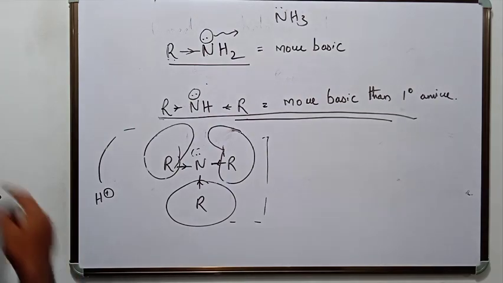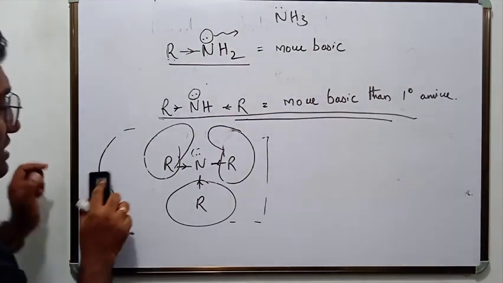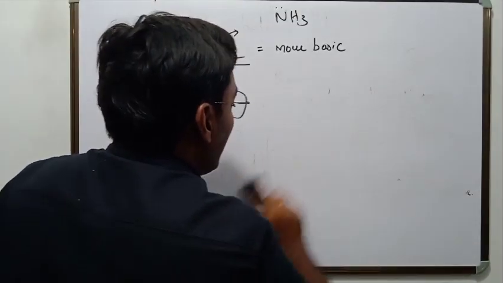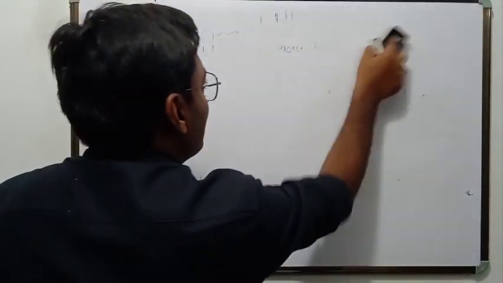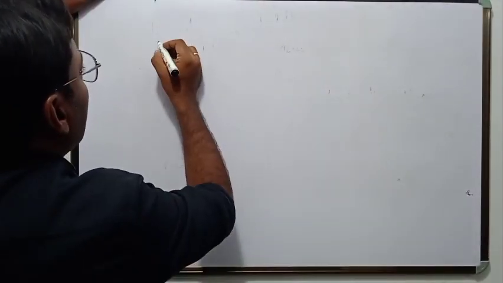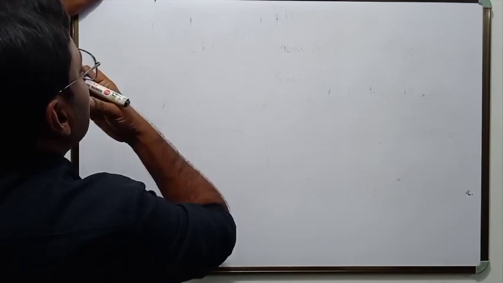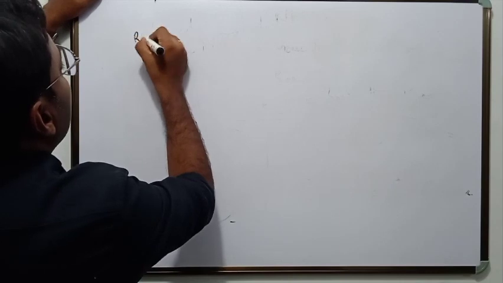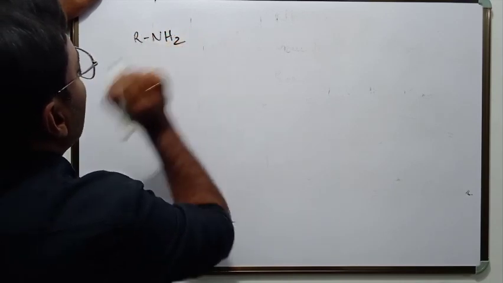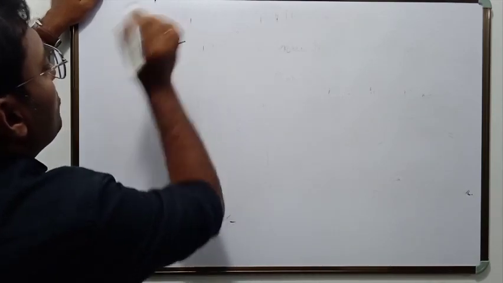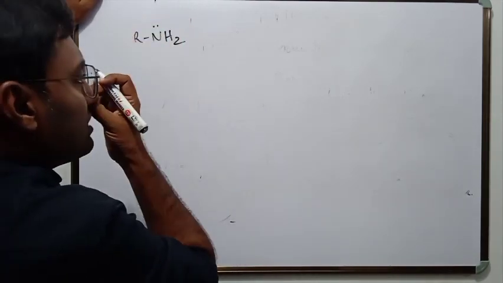Now let us come to solvation effects, the balance between solvation, steric as well as electronic effect. Let us see the solvation effect also. Now if H plus is formed, for example with your primary aliphatic amine, on abstraction of a proton from water, what is formed?